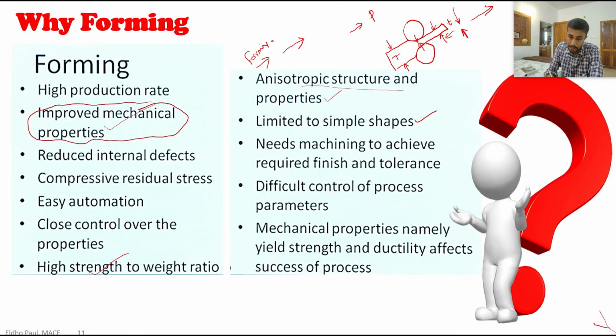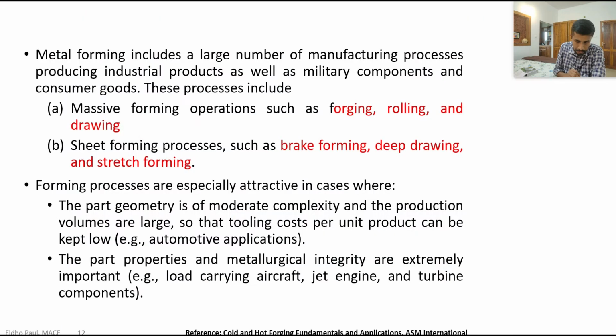So we have to do some heat treatment process after the forming process to reduce the strength and restore ductility. Then only we can do the next process. Otherwise, the next process will be very difficult to carry out. So that is very important. The mechanical properties, the yield strength and ductility, may affect the process. So these are the main advantages and disadvantages of the forming process.